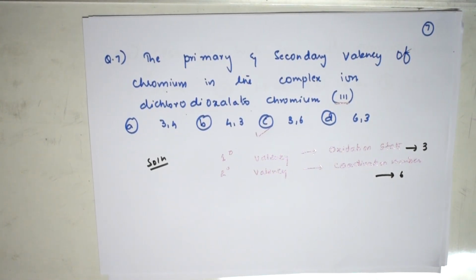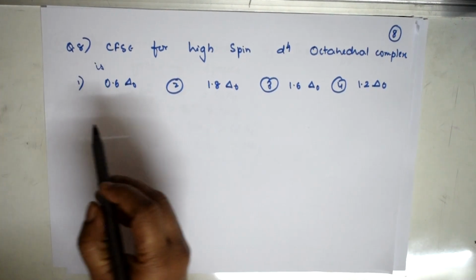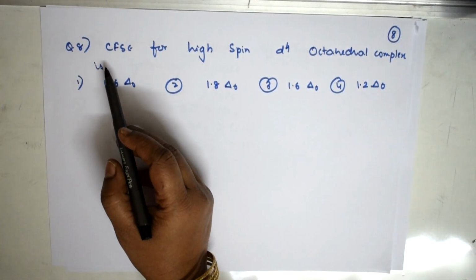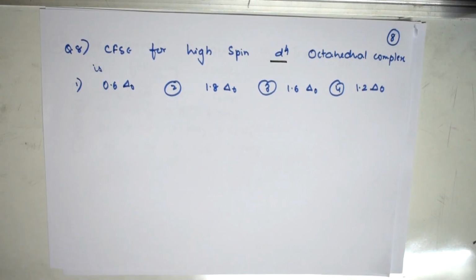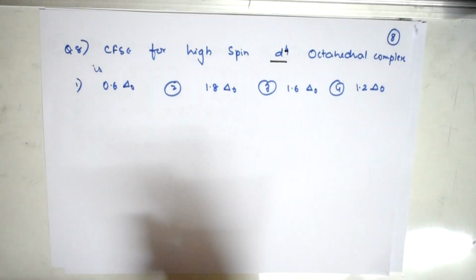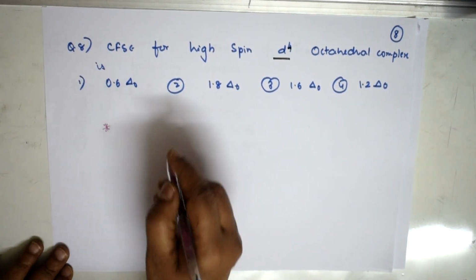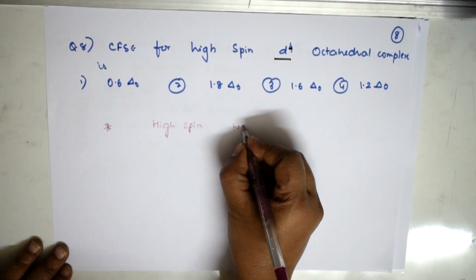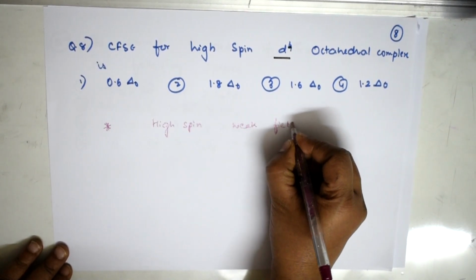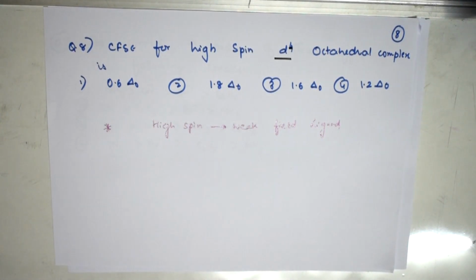Now, let's come and do the next numerical. That is question number 8. Let's read the question. What is given? They've given CFSE, that is crystal field stabilization energy, for a high spin d4 octahedral complex. How to solve? Here it is a d4 octahedral complex. So, what clue did they give me? They said it is a high spin complex. High spin means it is nothing but weak ligand. Weak field ligands only show high spin complexes. I got one clue now. Low spin means it is nothing but strong field ligand.